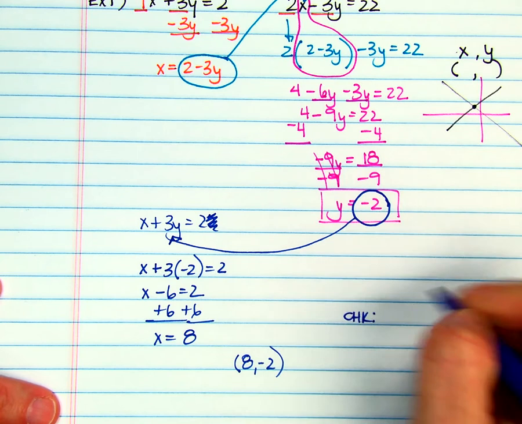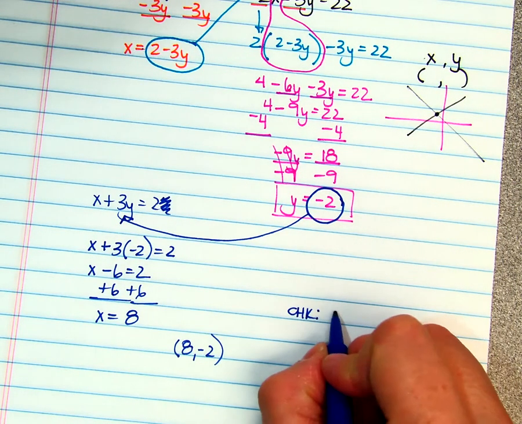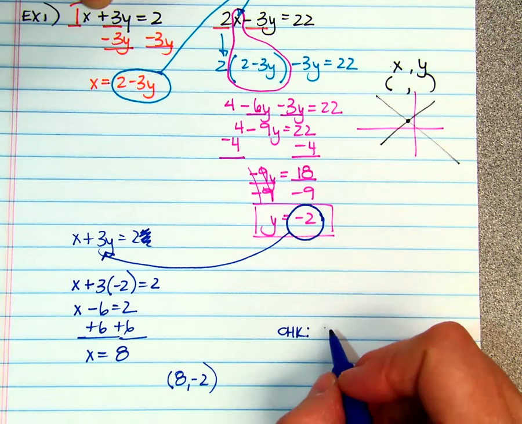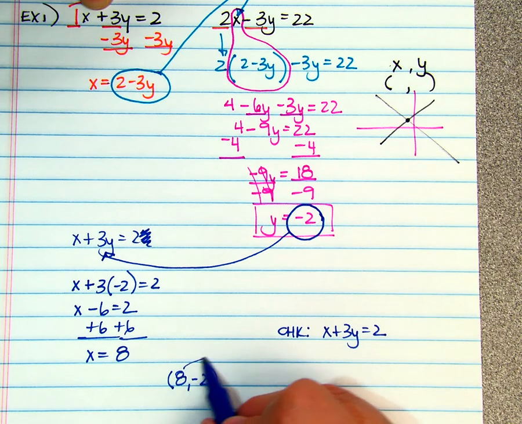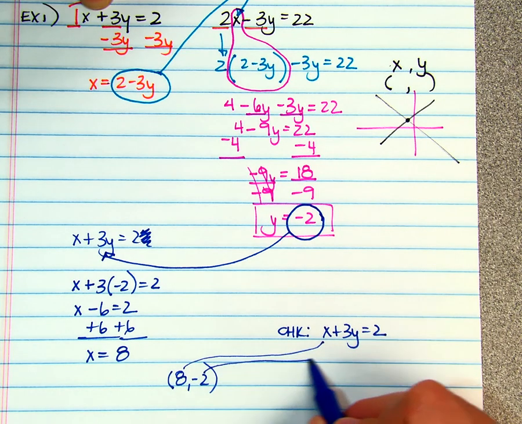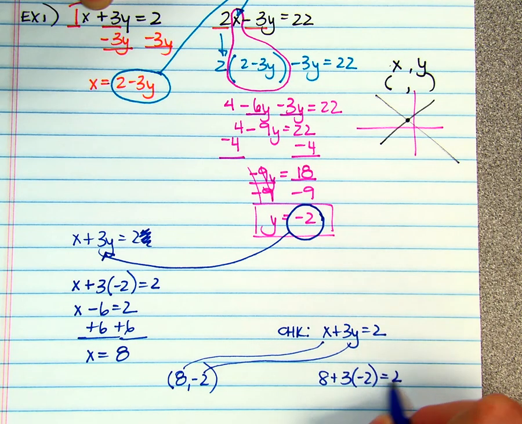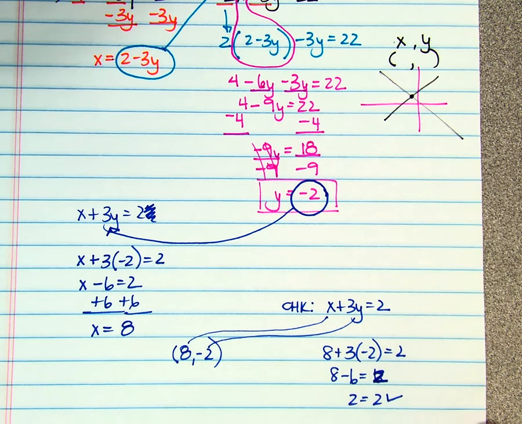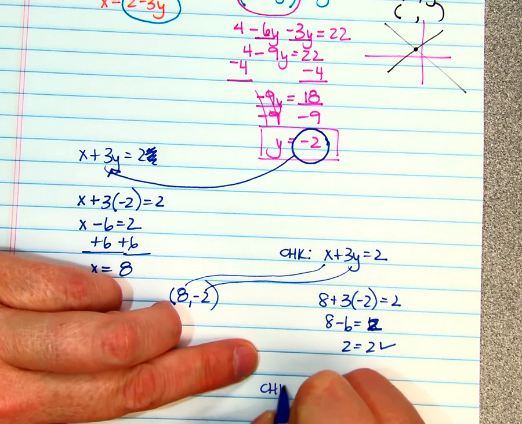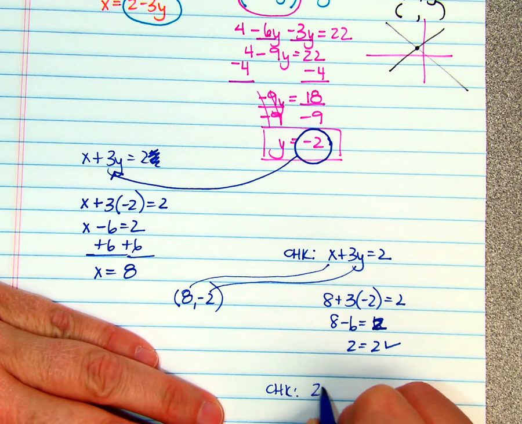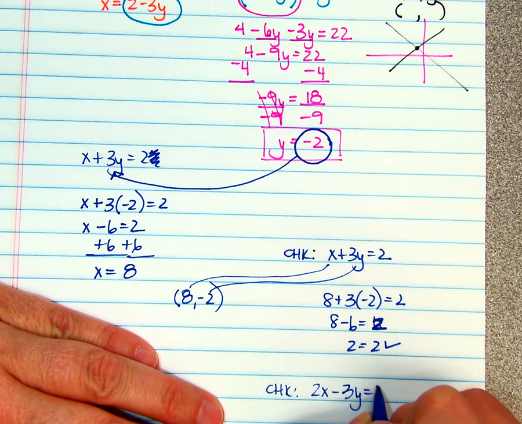So I'm going to show my check over here. I'm going to bring this down. Here we go. So my original is x plus 3y equals 2. I'm going to put my 8 in for x, and my negative 2 in for y. So 8 plus 3 times a negative 2 equals 2. 8 minus 6 equals 2, and I get 2 equals 2. Okay, so it works in that one. I'm going to now check it in my other one. I know it's off the screen, but trust me, the second problem is 2x minus 3y equals 22.